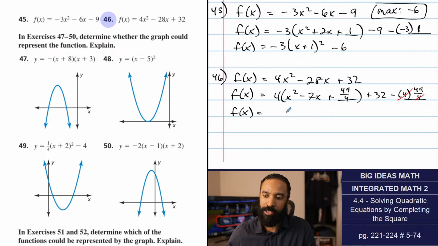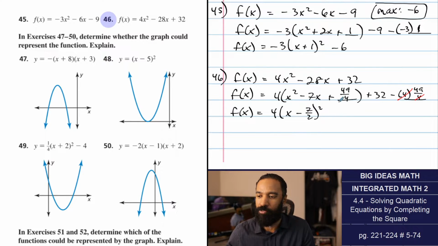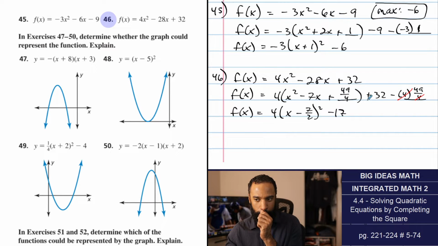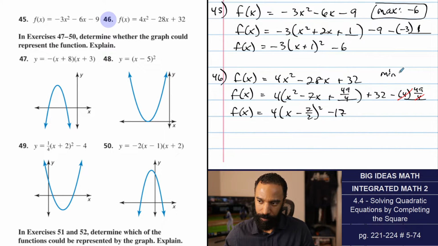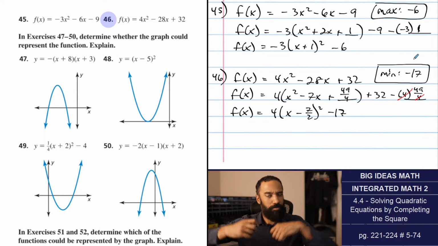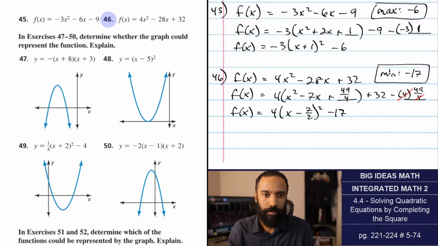So as far as vertex form goes, we're going to get x minus 7 halves squared. Weird x value for the vertex, weird h. But 32 minus 49 is -17. Okay, kind of a weird y value, or a weird k. But that is our minimum. Minimum of -17. It goes upward from there. It's a tall stretch, so I imagine it hits that x-axis pretty fast.